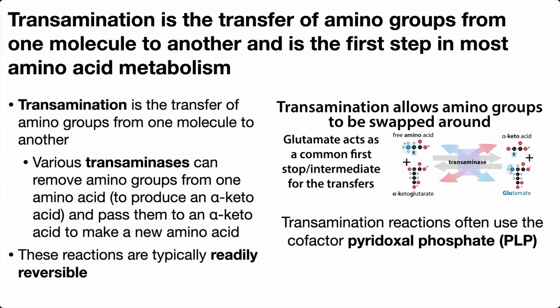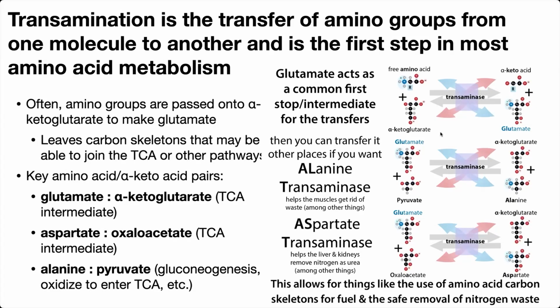This simplifies things so that your cells can now deal with glutamate as opposed to having to deal with each of the 20 amino acids separately. The enzymes that catalyze this transamination are logically called transaminases, and they often use the cofactor pyridoxal phosphate, or PLP. These reactions are typically readily reversible, so they can go in either direction. You can do a lot of easy conversions between alpha-keto acids and alpha-amino acids. Depending on which amino acid you are transaminating, you're going to be left with different carbon skeletons.